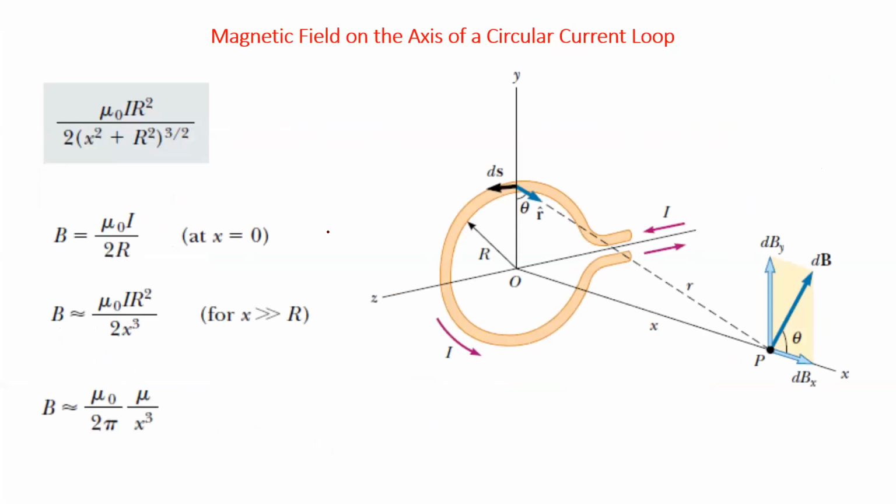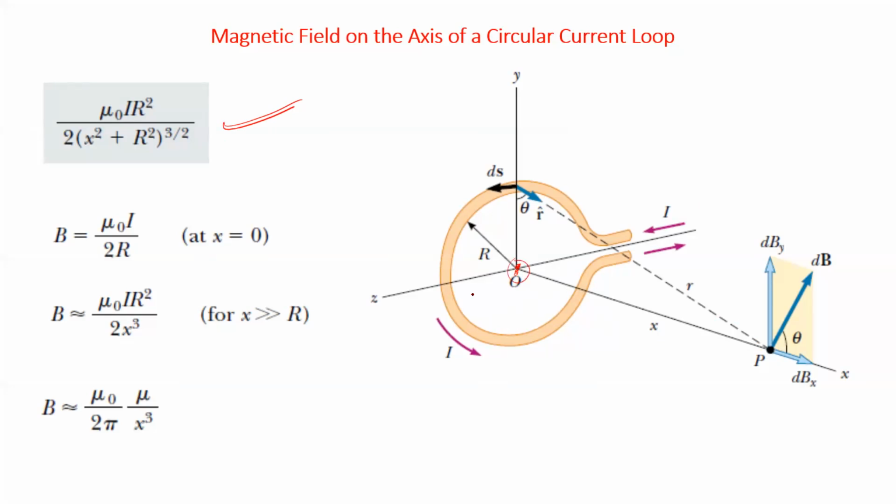Then we calculated yesterday the magnetic field on the axis of a circular current carrying loop. We consider this type of loop in which current is entering and moving like this and then exiting. So the formula is mu 0 I r square divided by 2 times x square plus r square to the power 3 by 2, where x is the distance from the center of the circular loop to the point of consideration, the point P where we are trying to find the magnetic field. So x is the distance and r is the radius of this circular loop.